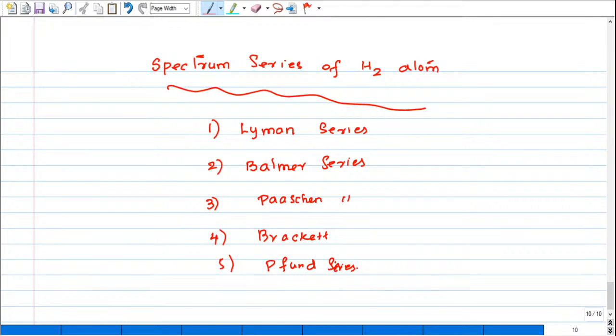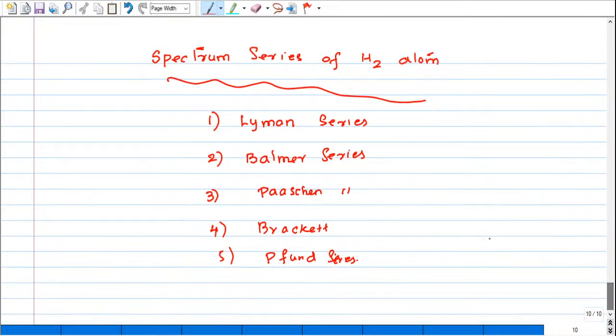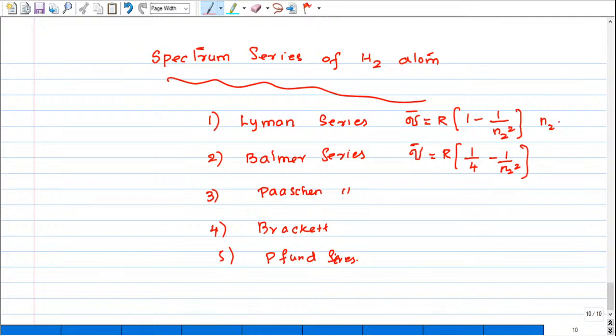So these are all the 5 important series in the spectral series of hydrogen atom. Now we have to know the formula for Lyman series. The formula for Lyman series for wave number nu bar is R into (1 by 1 square minus 1 by n2 square). So nu bar is equal to R into 1 by n1 square, you know very well. So this is 1 by 4 minus 1 by n2 square, and n2 value will be greater than 1.